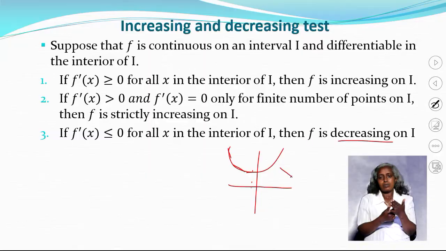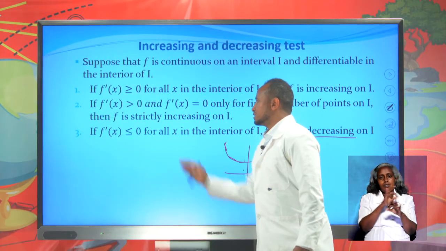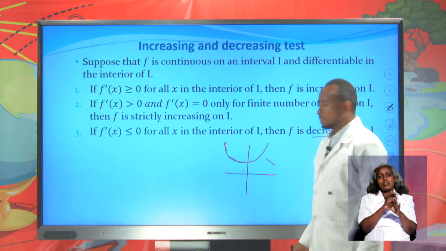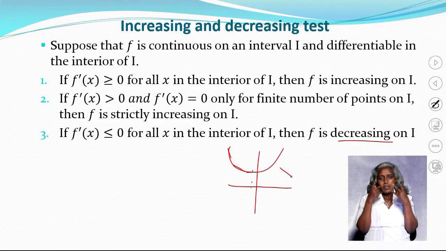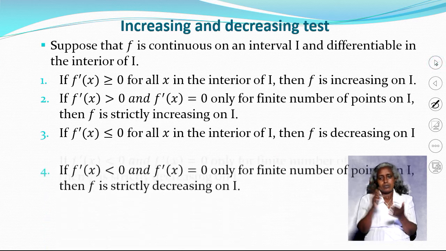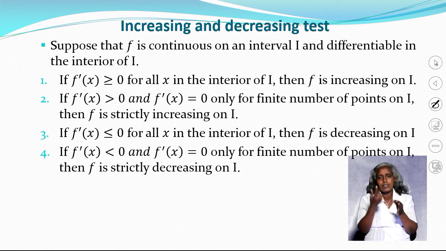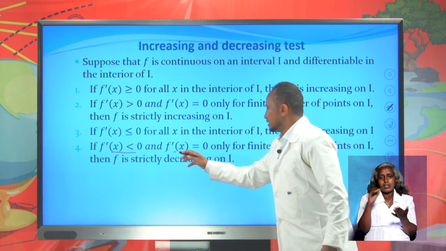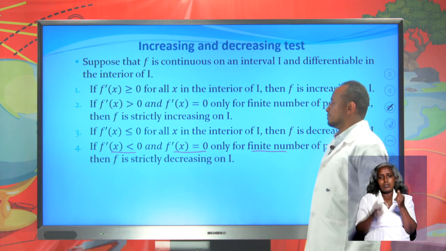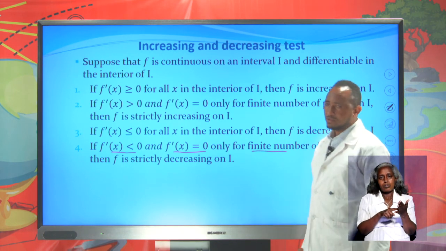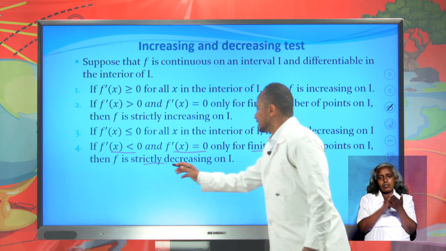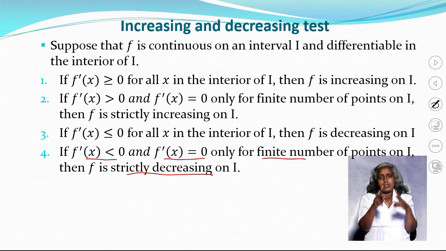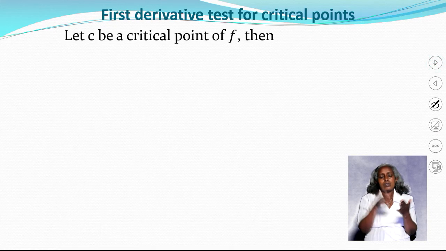Here it says, if the derivative of the function is less than 0 for all x, in that case, the function is decreasing. Okay, now let's see the next one. If the derivative of the function is less than 0 and is equal to 0 only for a finite number of points on that interval, then f is strictly decreasing on I. Now let's see an example for this concept.